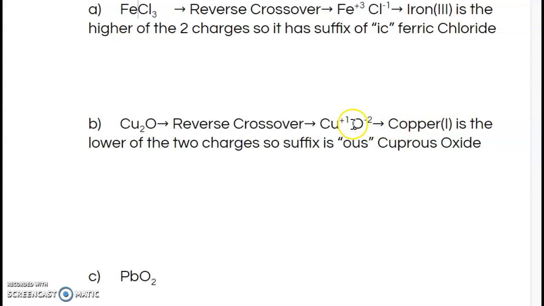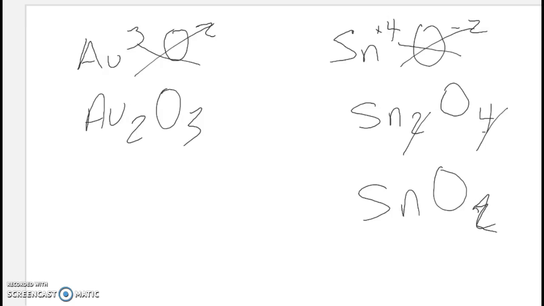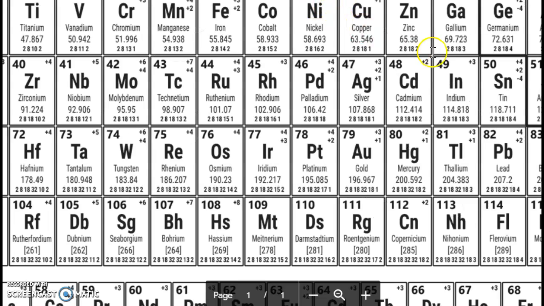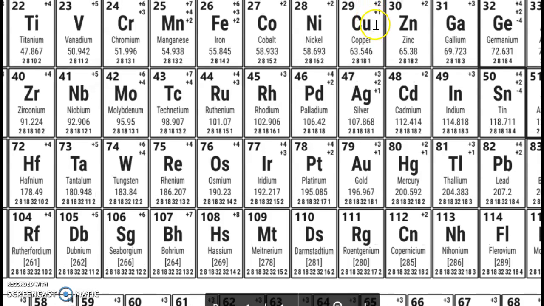Copper oxide, and I know that that's copper 1. Copper 1 is the lower of the two charges, so the suffix is -ous. This is cuprous oxide. And if we go to our periodic table, where's copper? Copper right here. Okay, copper 1 is the charge, therefore copper 1 would be the appropriate one.